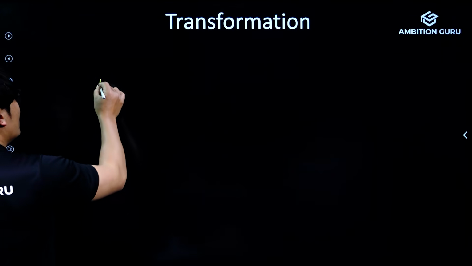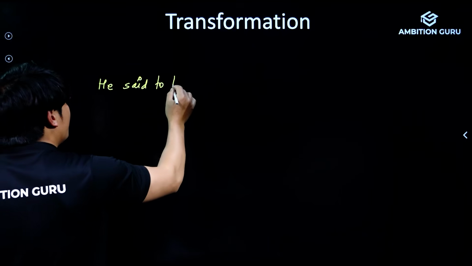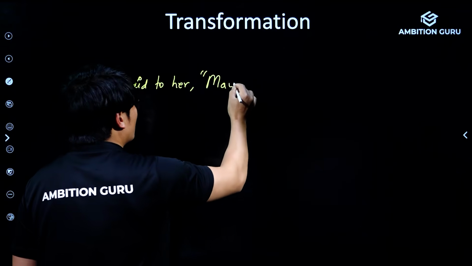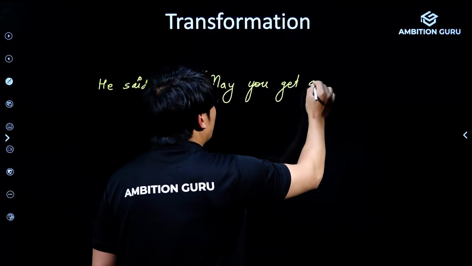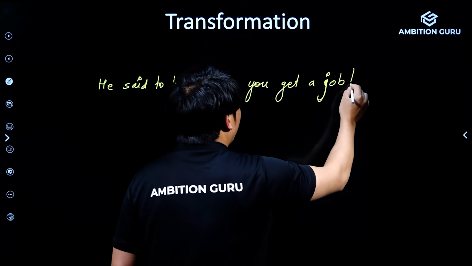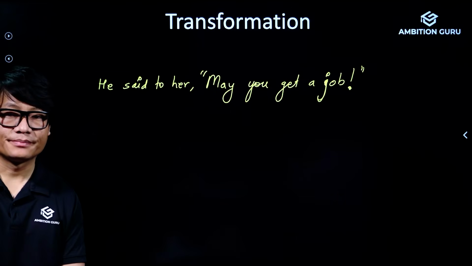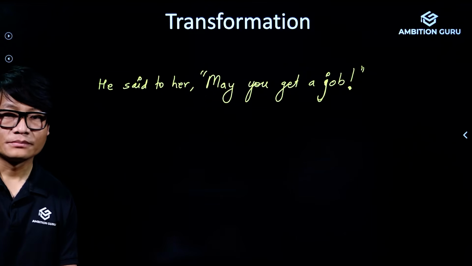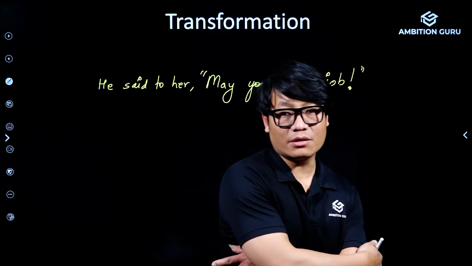Now next. He said to her, may you get a job. May you get a job. J-O-B, job. An exclamation mark. Now, what is its indirect speech? That is informal. Okay, you need to go with the formal.